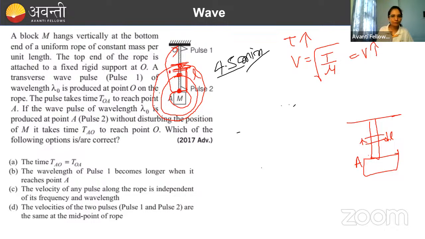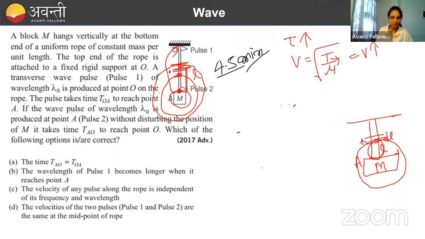How will we calculate the velocity? For that, we will require tension. So I have tried to take out the tension at this point P. What will be the tension here? Whatever mass is hanging down from that point. If this is the L length of a string, the mass of this string is how much? Mu L.